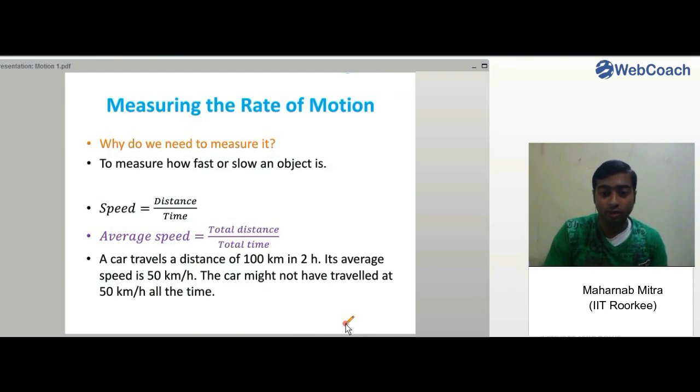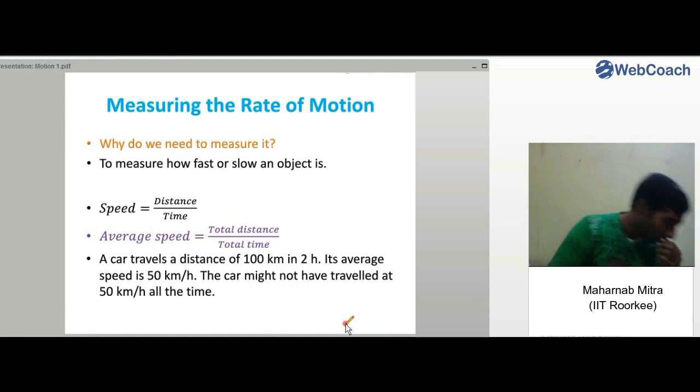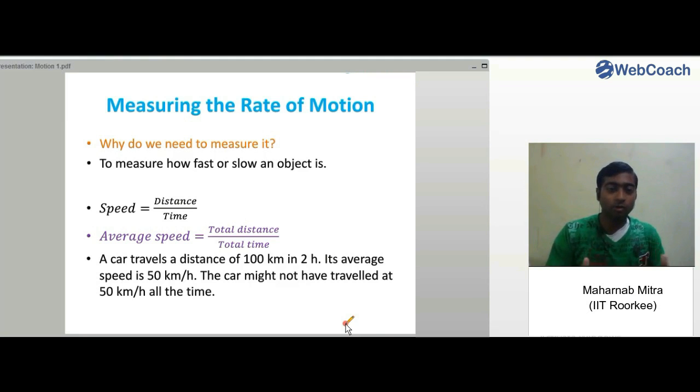A car travels a distance of 100 kilometers in 2 hours, and no other information is given about whether it speeded up sometimes, whether it slowed down sometimes, right? No other information is given here. So what we can tell: 100 kilometers divided by 2 hours, which is 50 kilometers per hour. This is the average speed of the car.